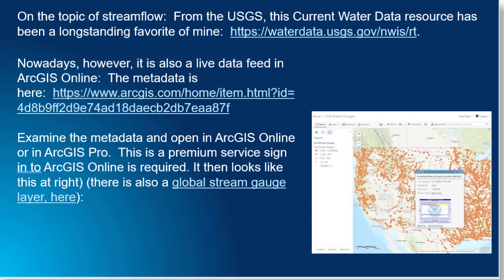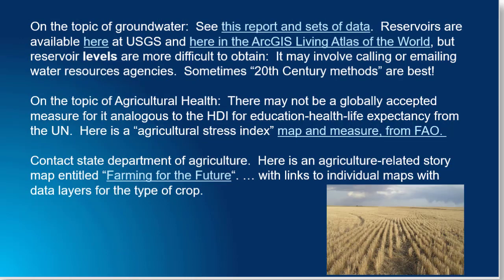On streamflow, for example, from the USGS, one of my favorite resources is waterdata.usgs.gov. But again, thinking about a new paradigm, it's also a live data feed in ArcGIS Online. And so the advantage there is that you've got it instantly at your fingertips, no processing required, and it's a data feed. On the topic of groundwater, I've found this report and sets of data, reservoirs, Living Atlas of the World as well, but the level of the reservoirs is a bit more difficult to obtain.